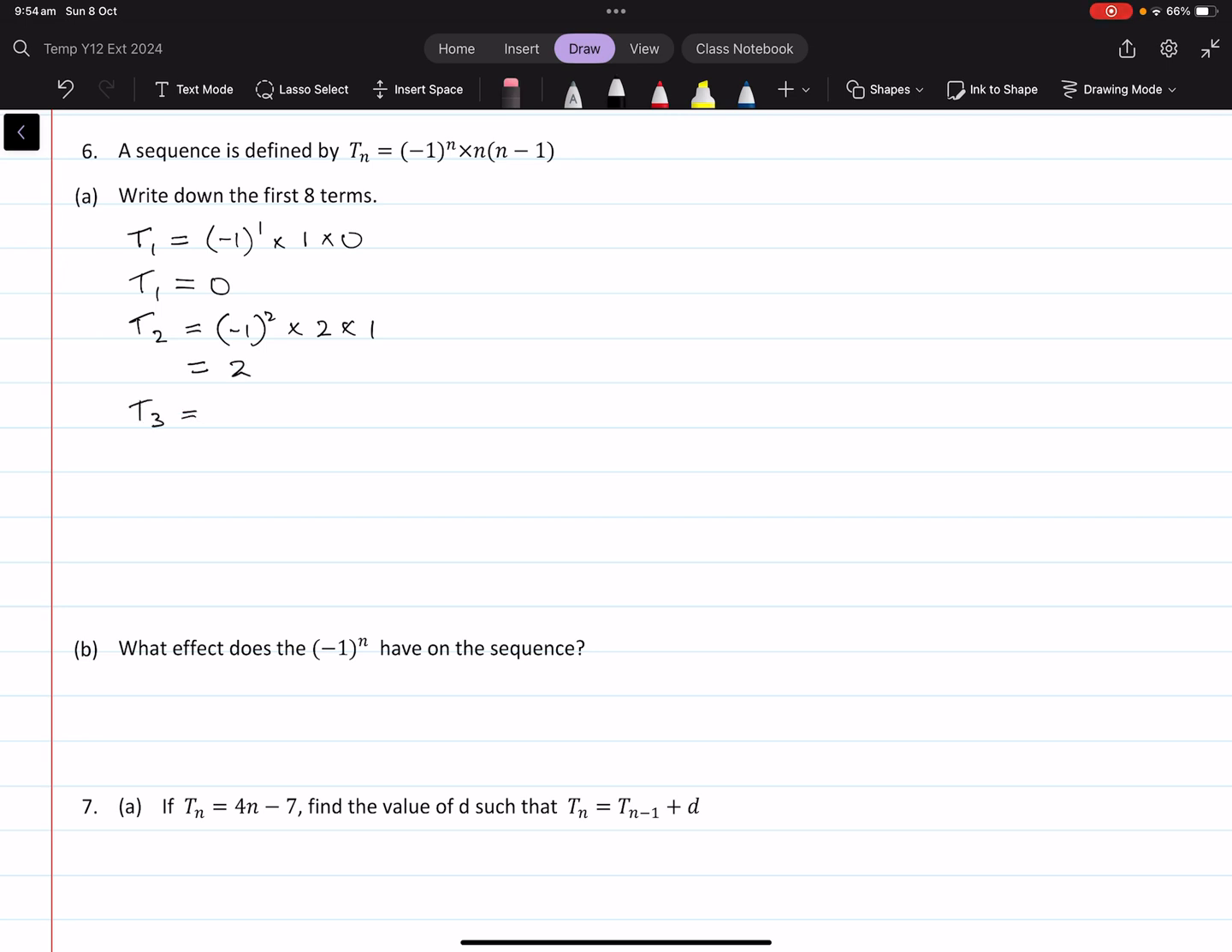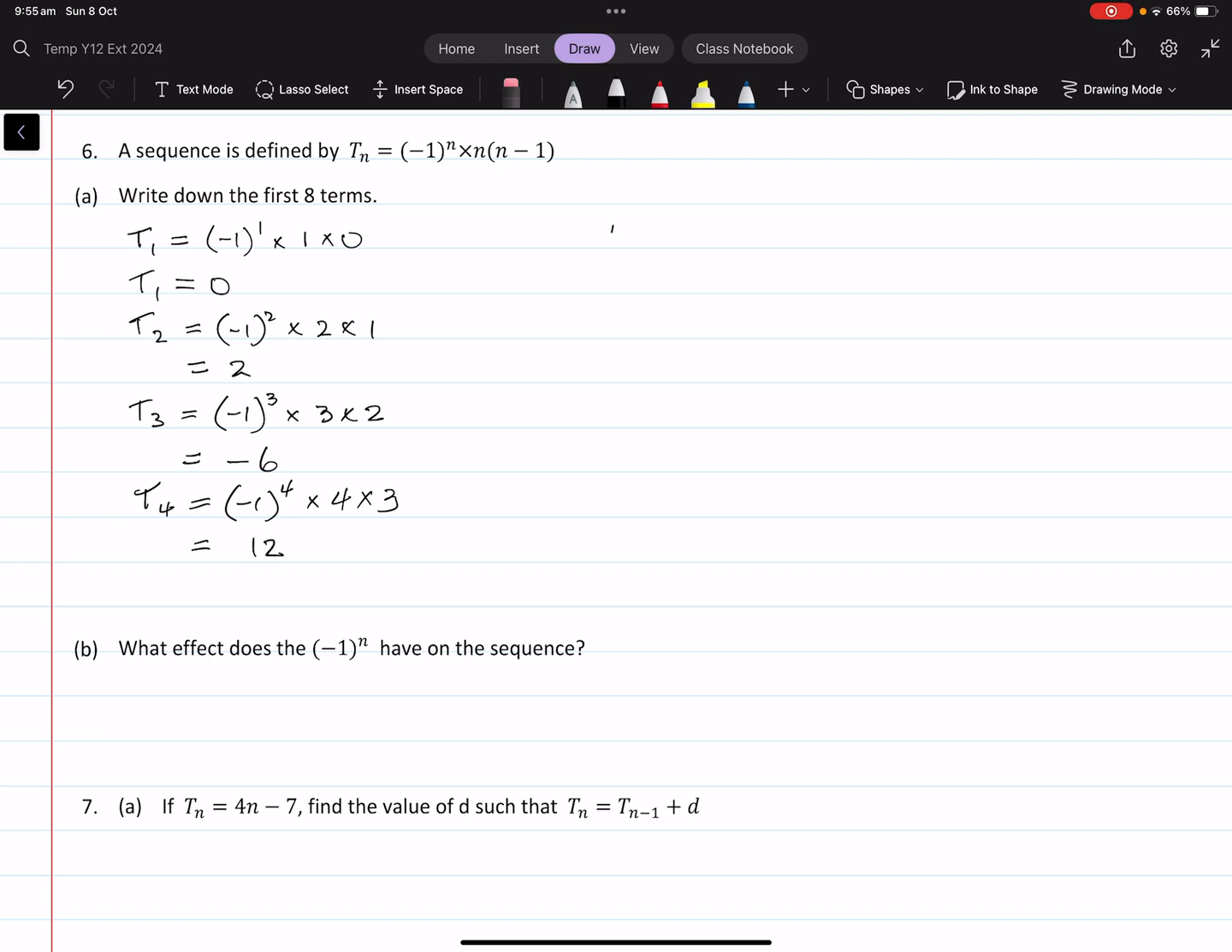Term 3 is equal to -1 to the power of 3 times 3 times 2, because it's times n minus 1. Okay, -1 now becomes negative, so it's negative 3 2s is 6. Term 4, it's going to be -1 to the power of 4 times 4 times 3, n times n minus 1. And so -1 to the 4 now becomes positive, 4 3s are 12.